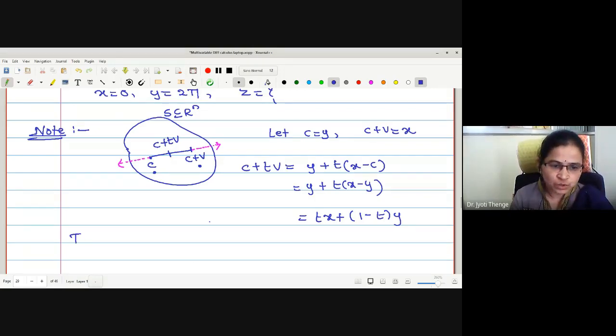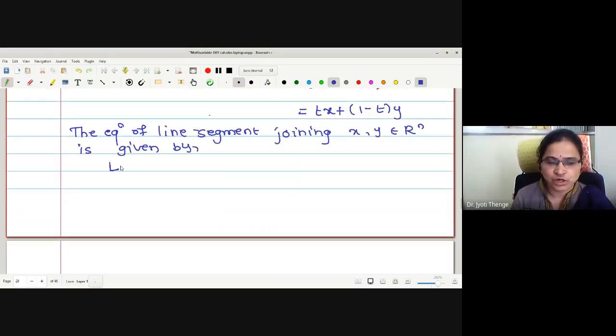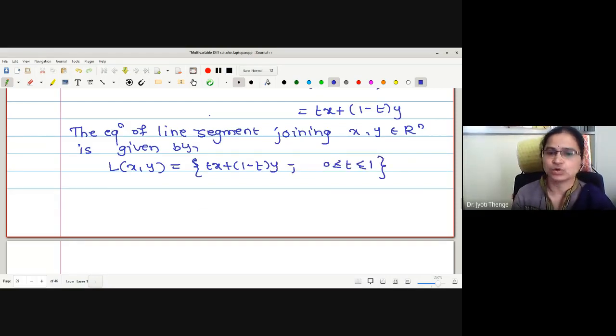Okay, therefore the equation of the line segment joining X, Y in R^n space is given by, and this is denoted by the symbol L. L of xy, that is the line segment joining X and Y, is given by the collection tx plus (1 minus t)y. And what is the range for t? t lies between 0 and 1.